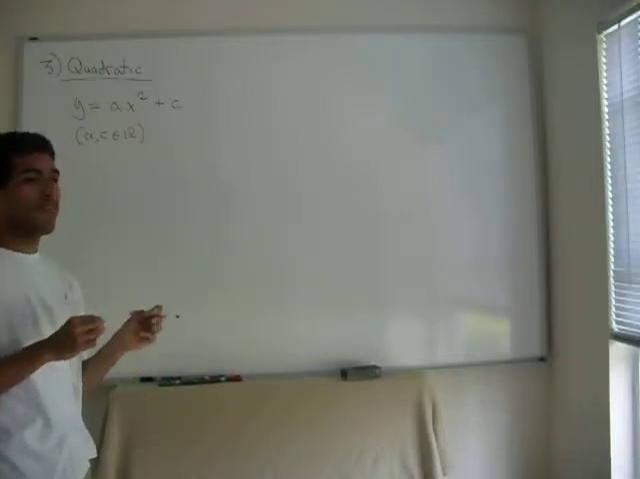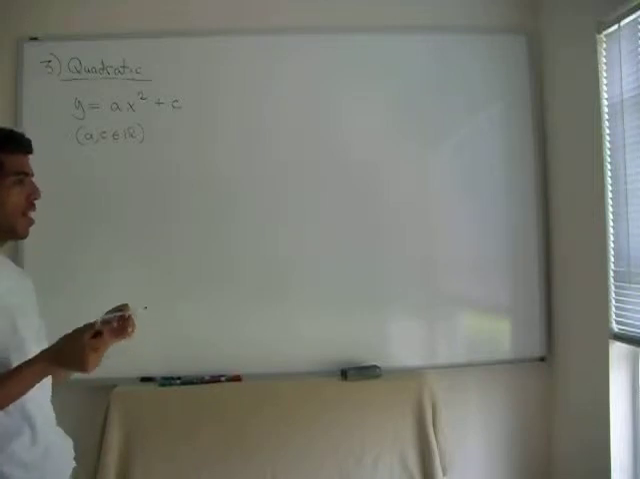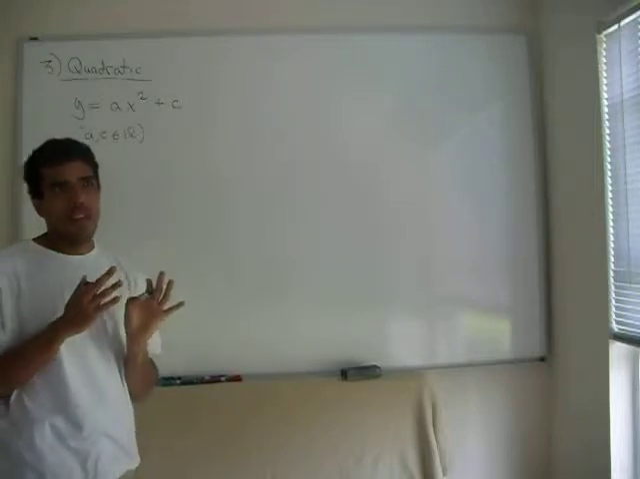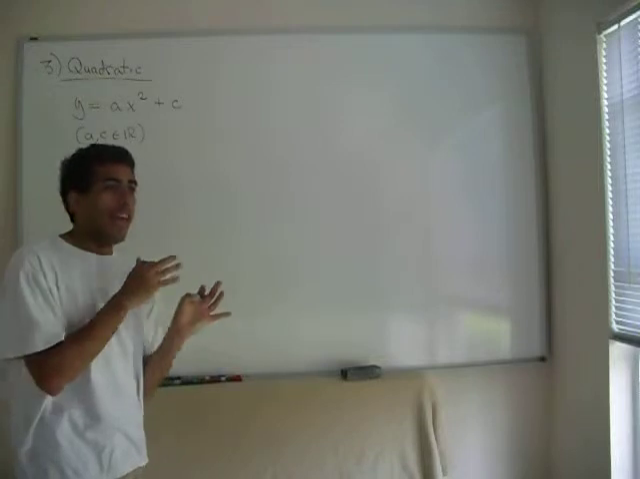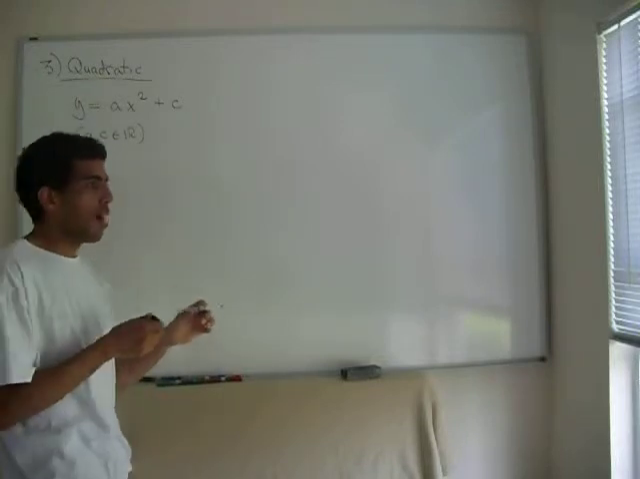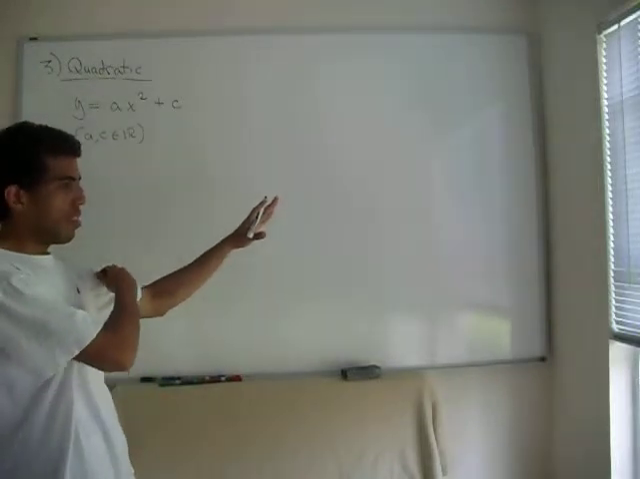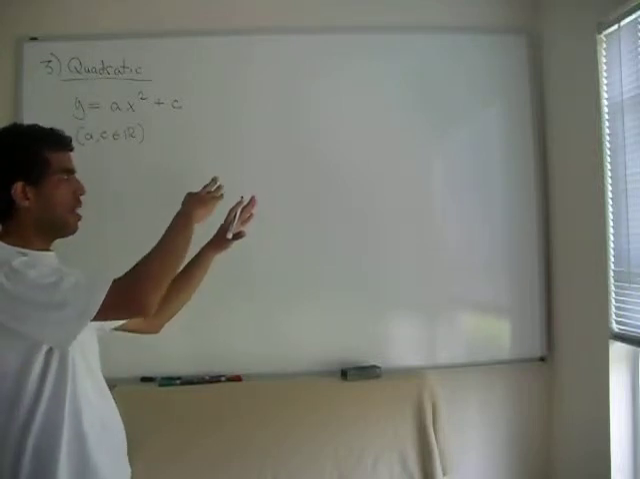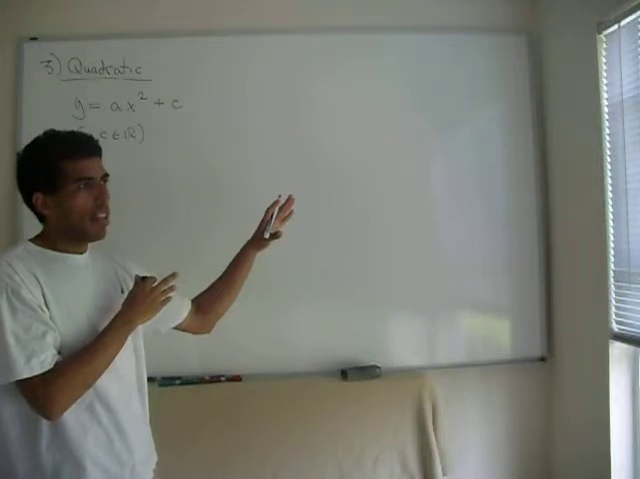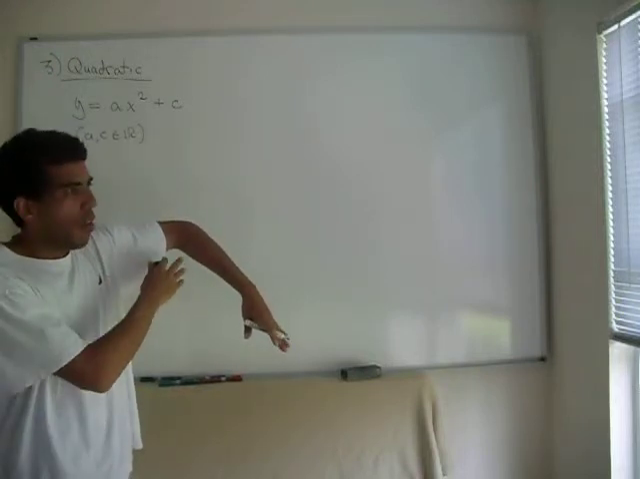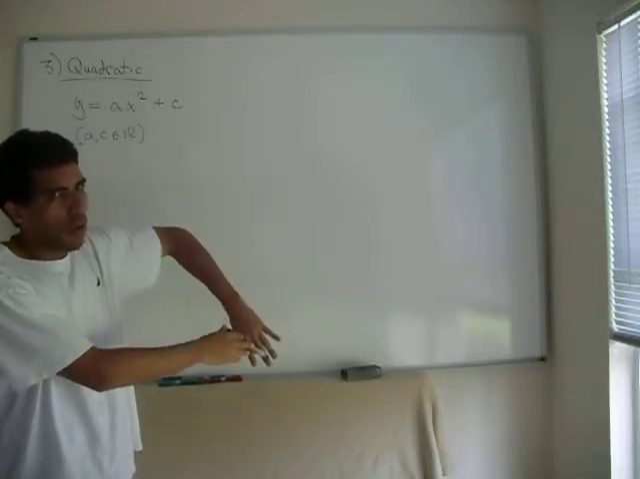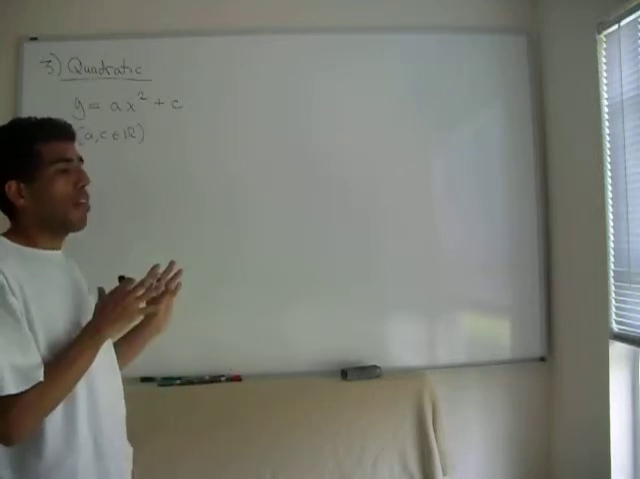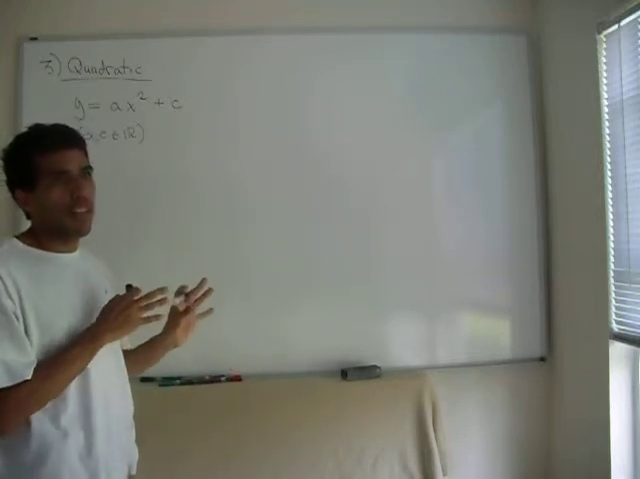Remember in the linear functions video when I told you that in y equals mx plus b, m is the slope? If the slope is positive, that means the function goes from the lower left to the upper right. But if the slope is negative, it means that the function goes from the upper left to the lower right. Well, something similar is going to happen with quadratic equations.